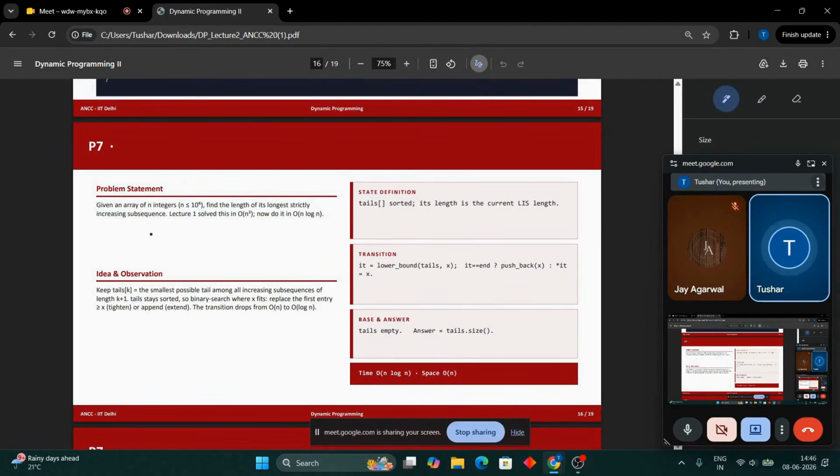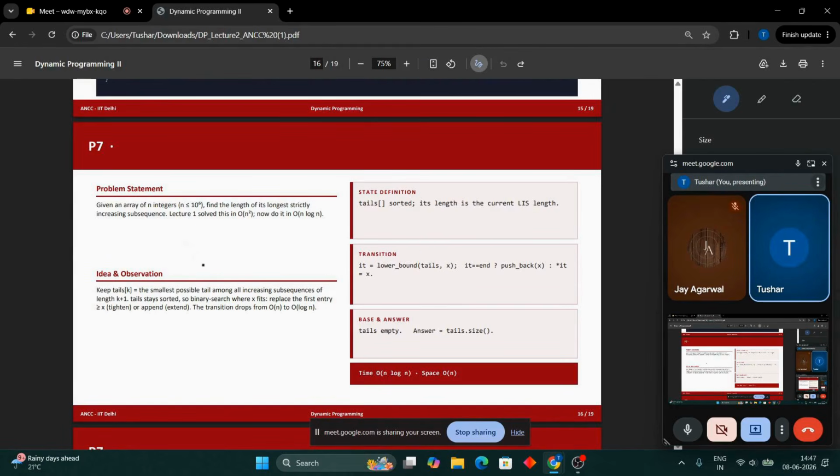In the last lecture, the idea was that we were storing the length of the longest increasing subsequence ending at the index i, for which we were iterating over all the indices j less than i. And if they satisfied that aj was less than ai, then we were doing the transition dp i equal to dp j plus 1. We were maximizing this, but this is big O of n square.